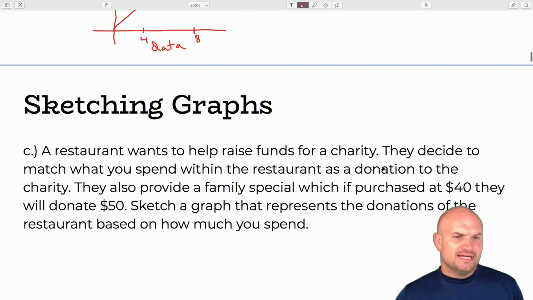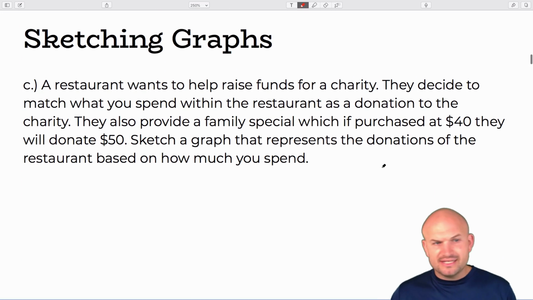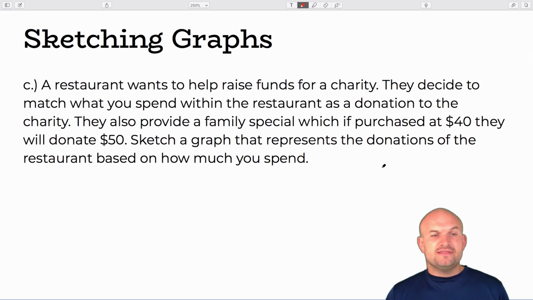And then the last one here is a restaurant wants to help raise funds for a charity. They decide to match what you spend within the restaurant as a donation to the charity. They also provide a family special, which if purchased at $40, they will donate $50. Okay, so sketch a graph that represents the donations of the restaurant.